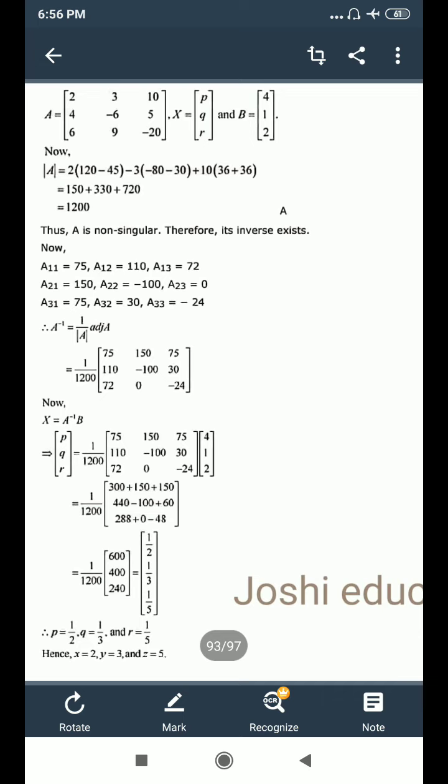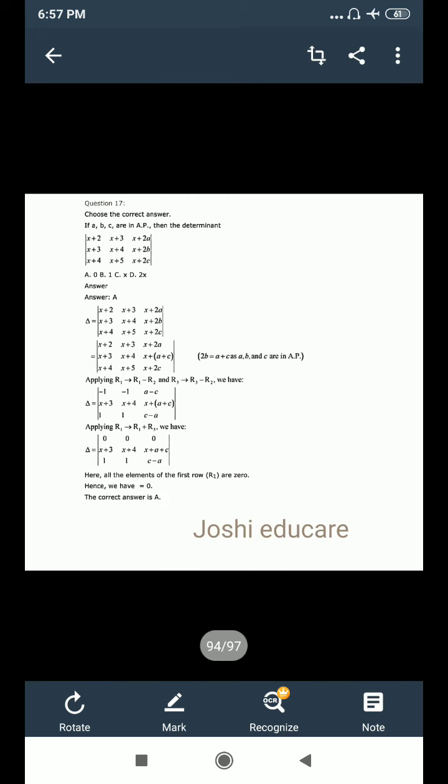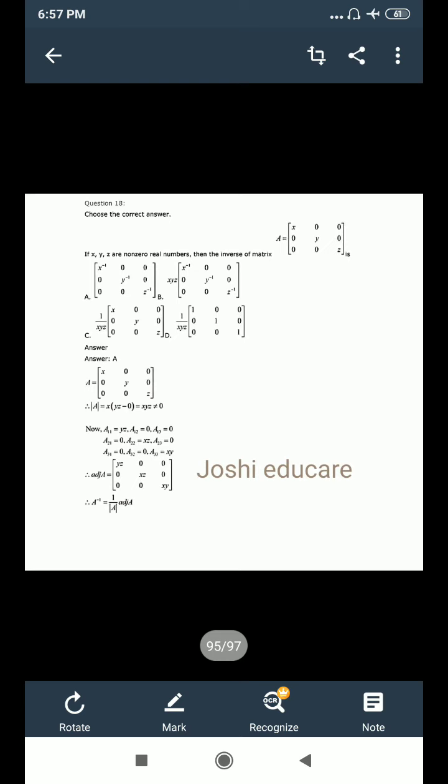Fine. As we know that p is 1 upon x, so p is 1 by 2, so x will be 2. q is 1 by 3, so y is 3. And r is 1 by 5, so z equals 5. These are the 3 answers of this question. So the only difference between this and previous questions is that in exercise 6, in all the questions x, y, z are given. In this, 1 upon x, 1 upon y, 1 upon z is given. So that is the only difference, and we can do these questions also by the same method.